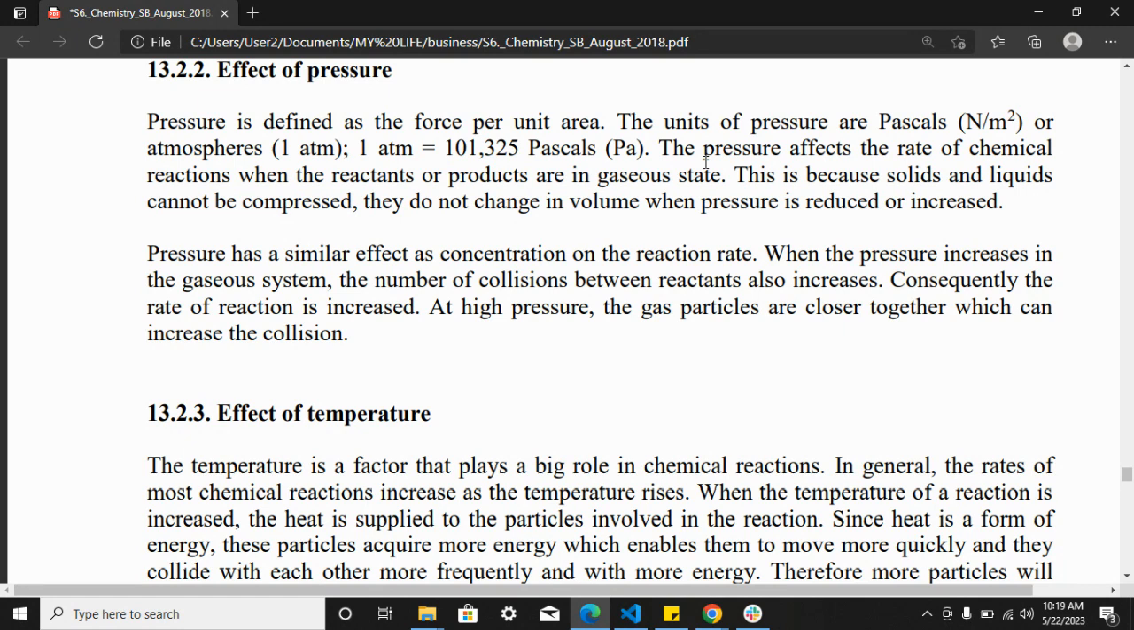Uko ufashe gas, twabonye ko pressure ijyana na volume: niba uzamuye volume, pressure irajya down; niba ugabanije volume, pressure irajya up. So rero nufata ikintu muri container ntoya ukagishyira muri container nini, uba wongereye volume ugabanyije pressure. Nuvana muri container nini ugashyira muri container ntoya, uba ugabanyije volume, then ukongera pressure.